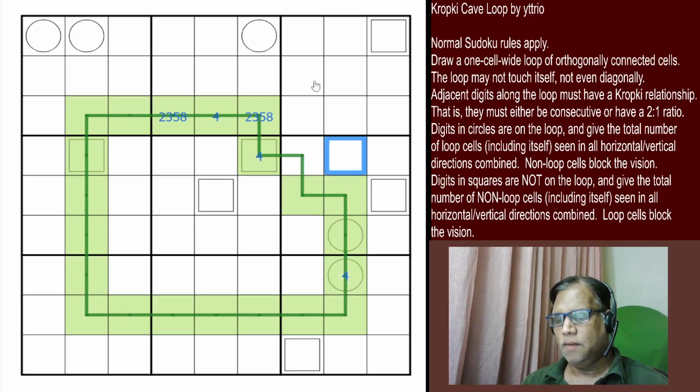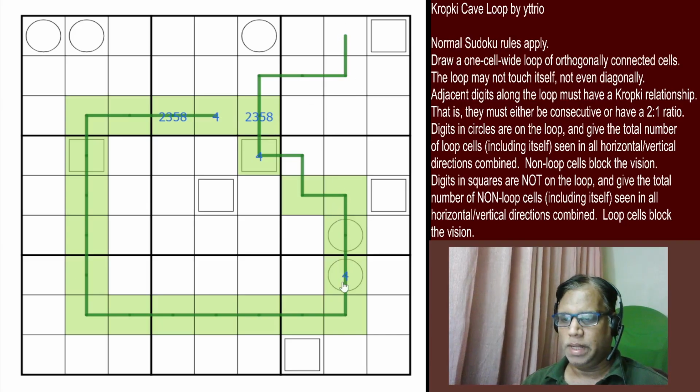That means, let's assume that the loop, instead of going from here to something like this, has gone something like this. Then these digits will not be counted here, because this is the cell which is blocking the vision. So these cells cannot be included in the counting. So only 1, 2, 3, 4 is allowed for any digit for this cell. That's the meaning of this sentence, or that's what the digits you are going to put in the circle.